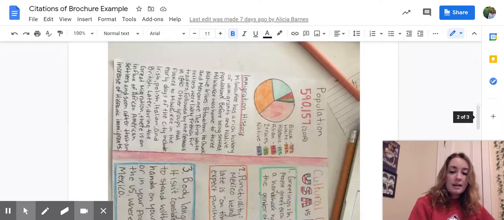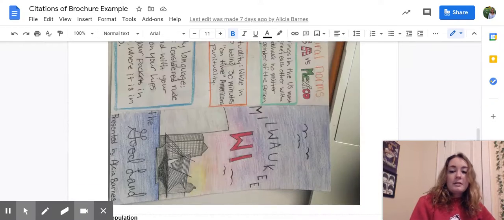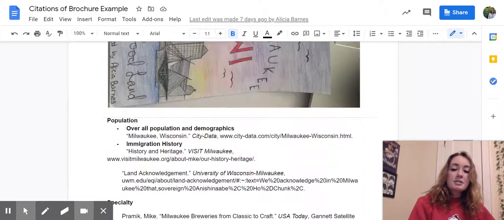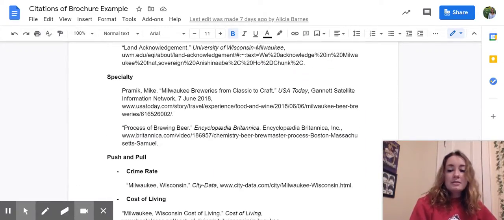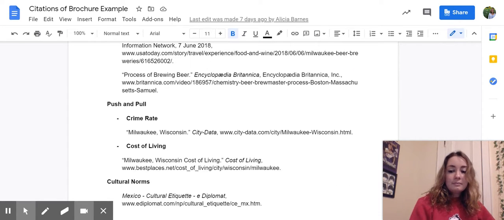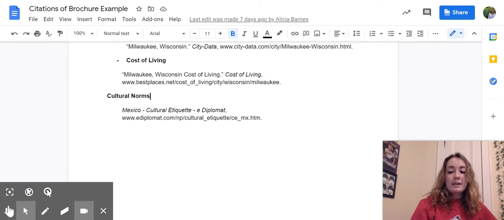So you can take a look at that. Very nice. And of course, she didn't have room for the citations on hers, so she just added a separate sheet. And you see, she actually organized it by the different pages, which is a good idea to do. And again, proper MLA citation, you'll get 5 out of 5 points for that one.